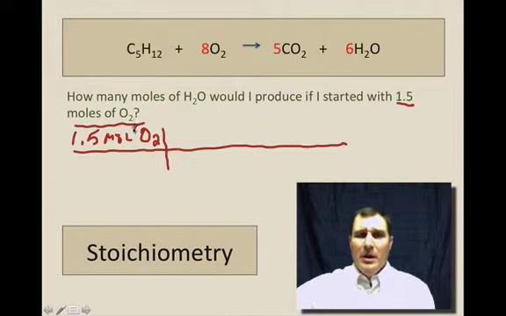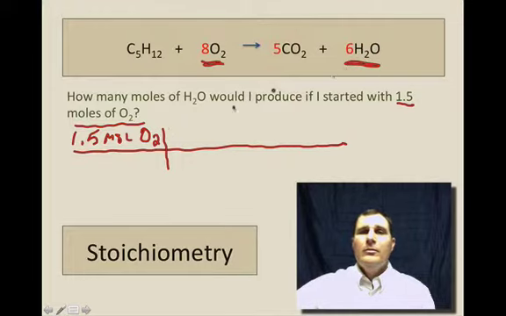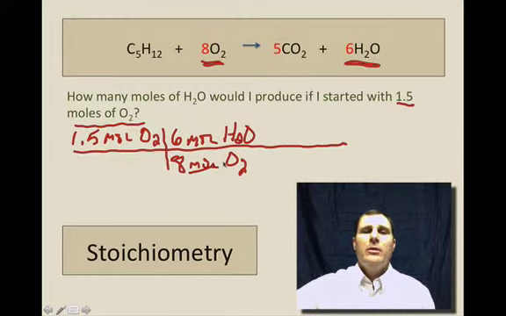Now, I want to get from oxygen to water. Since oxygen's on top, I want to put my mole ratio for oxygen on the bottom here, so it'll cancel out. So 8 moles of O2 is equal to 6 moles of water. Perfect. Moles of O2 is gone. I'm left with moles of water, which is what I want to be left with. So it seems like I did my equation correctly.